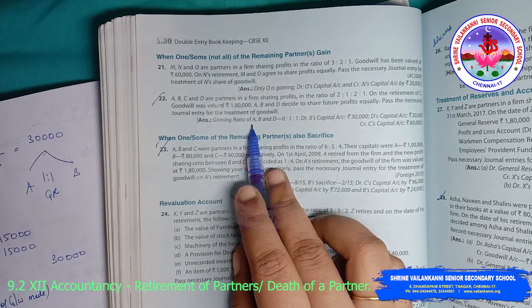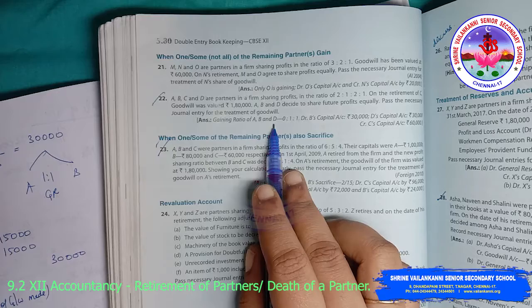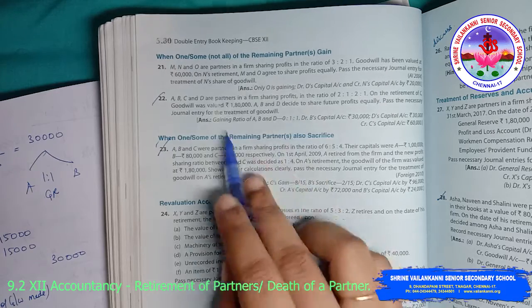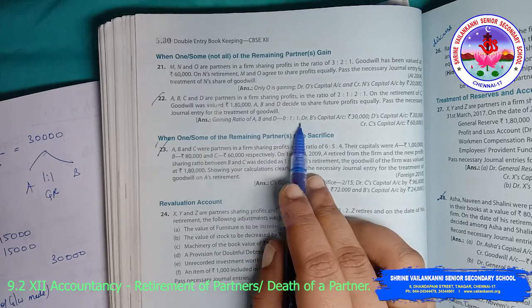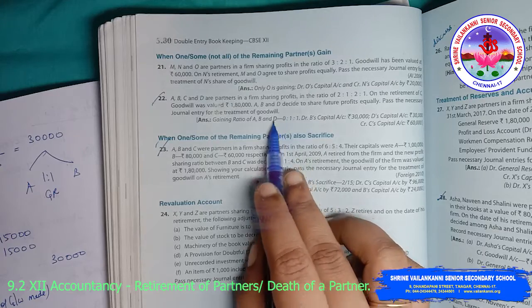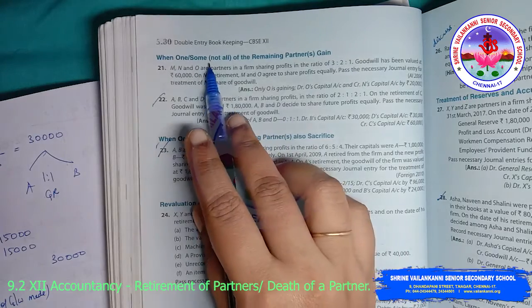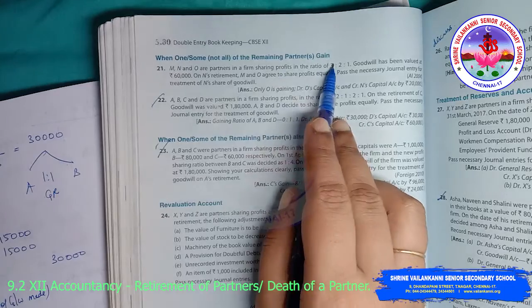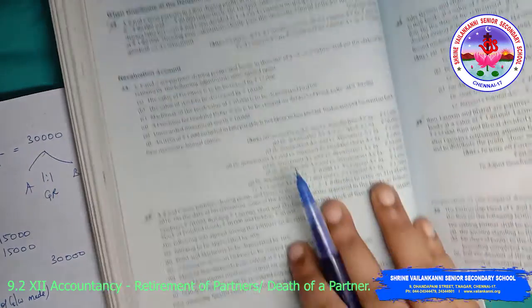So, gaining ratio of A, B and D is 0, 1, 1. We are going to find out how we are getting 0, 1, 1. See, here 0 means A is not a gaining partner. So that's what it means: not all of the remaining partners gain. Okay, so let's start the problem.